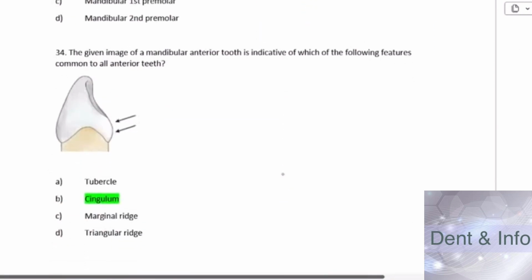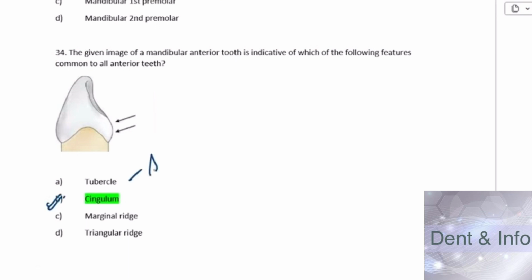Next, the given image of the mandibular anterior tooth is indicative of which of the following features which is common to all the anterior teeth. So what are the arrows pointing at? Arrows are pointing at the bulge seen in the cervical third of the crown. What is this bulge in the cervical third of the crown? Straightforward, that is cingulum.